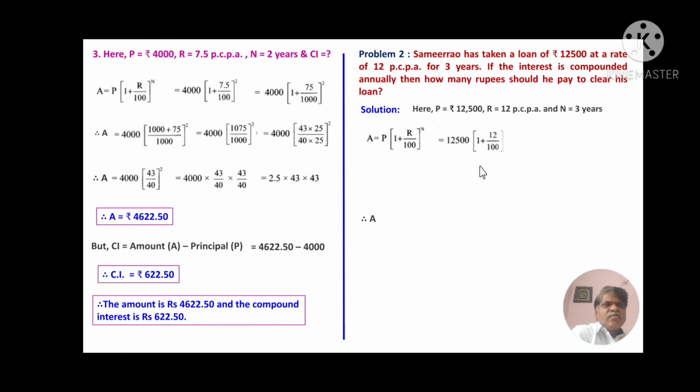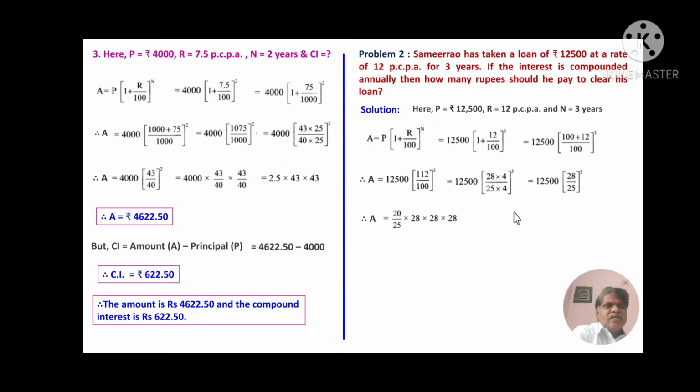So 12,500 into bracket 1 plus 12 upon 100 raised to 3. So this bracket could be written as 100 plus 12 upon 100 raised to 3. Therefore, friends, A is equal to 12,500 into bracket 112 upon 100 raised to 3. Therefore, we can write 12,500 into bracket 28 into 4 upon 25 into 4 raised to 3. 4 gets cancelled, so 12,500 into 28 upon 25 raised to 3. Therefore, we can write again after simplification 20 upon 25 into 28 into 28 into 28. Simplify this, we are getting this one. Therefore, A is equal to 0.8 into 28 into 28 into 28.